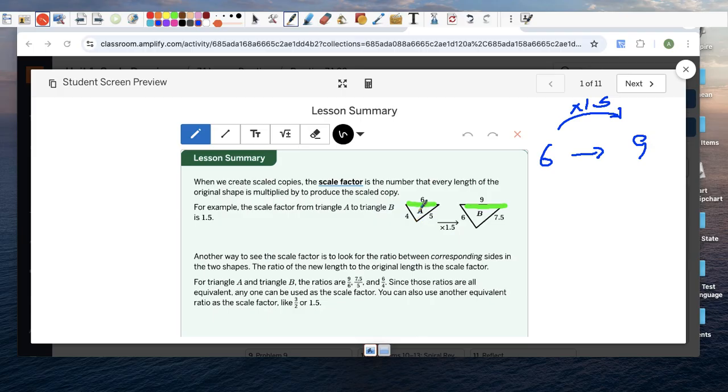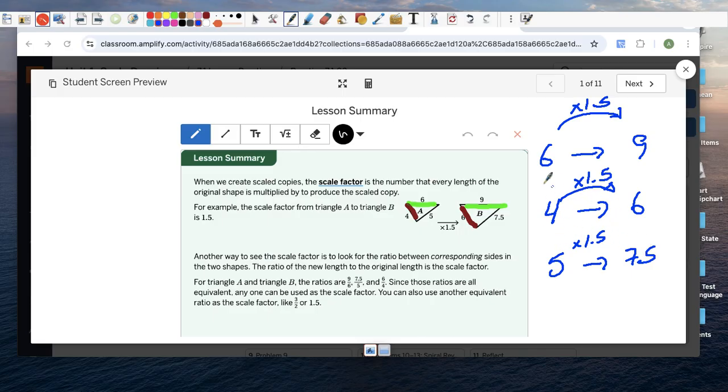Now, let me get this other side here, the one that measures 4 and the one that measures 6. Let's see if that same scale factor was used. So it was 4, now it became 6, and if you multiply 4 times 1.5, you also get 6. Oh, look at that. And the last side, I won't color it, it went from 5, and now it's 7.5. So what's the scale factor? Well, 5 times 1.5 is 7.5.